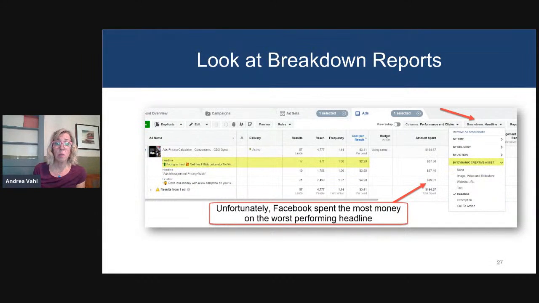And the other thing you're doing is looking at the breakdown reports. Now, there's a lot of ways to break down the information here. And if you're using something like dynamic creative or different placements, you can really dive into those breakdown reports and see where the opportunities are and see where you may be overspending, or Facebook may be overspending in this case. So in this example, they actually spent the most money on the highest cost headline. So, I want to maybe remove that headline from my options so that Facebook isn't wasting my money.